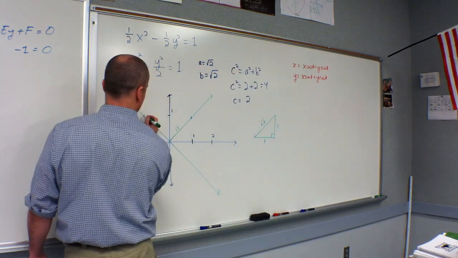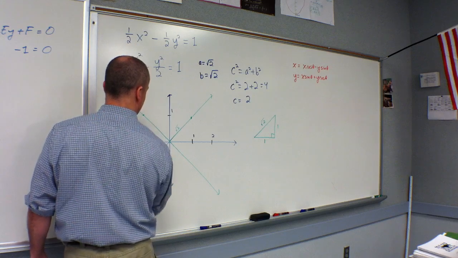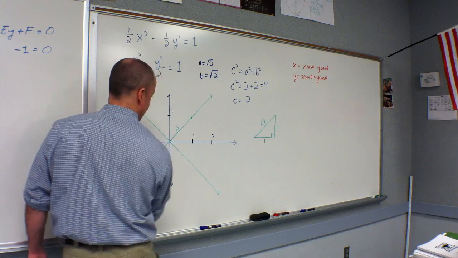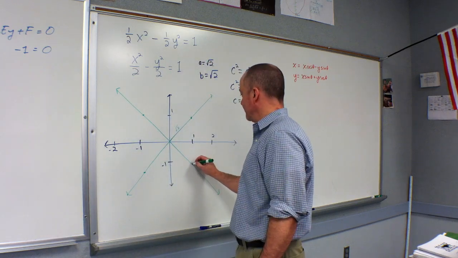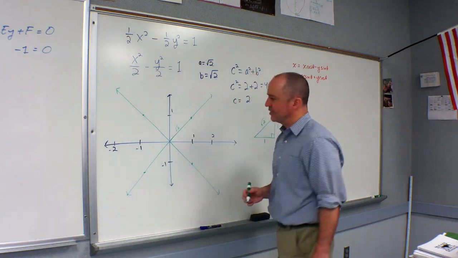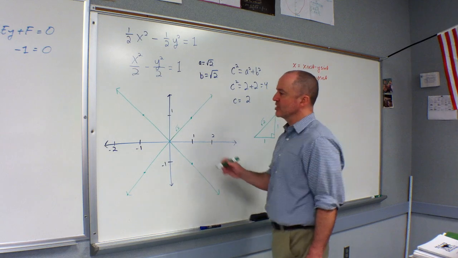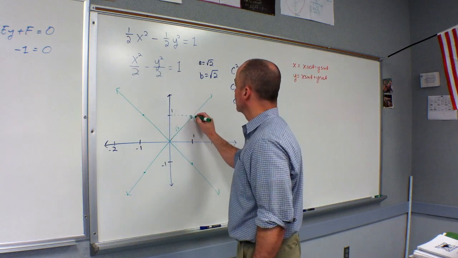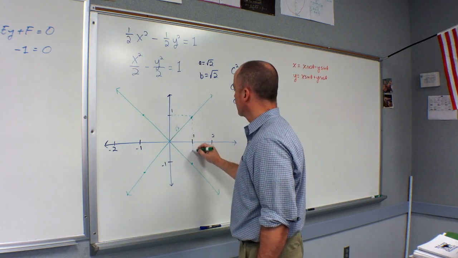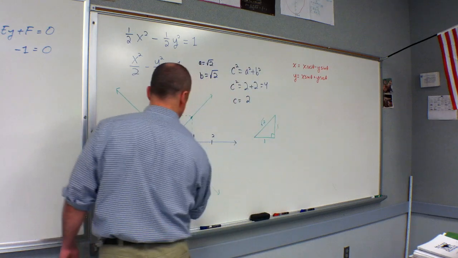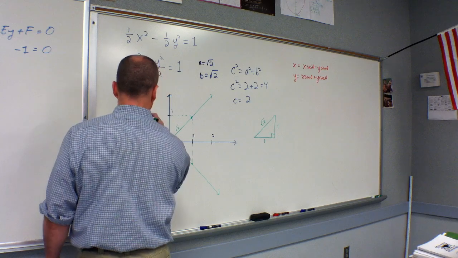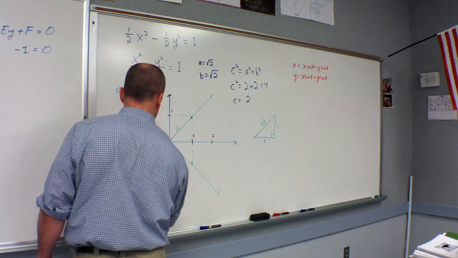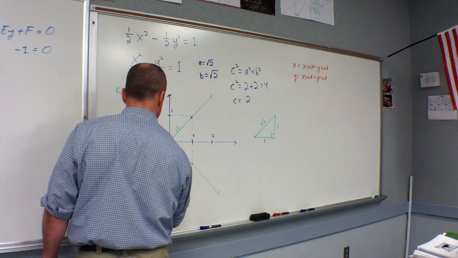So if I go to the point -1, 1, -1, -1, and 1, -1, I'm going to find myself root 2 units from the origin. And yeah, I really did a horrible job of drawing this. I apologize.